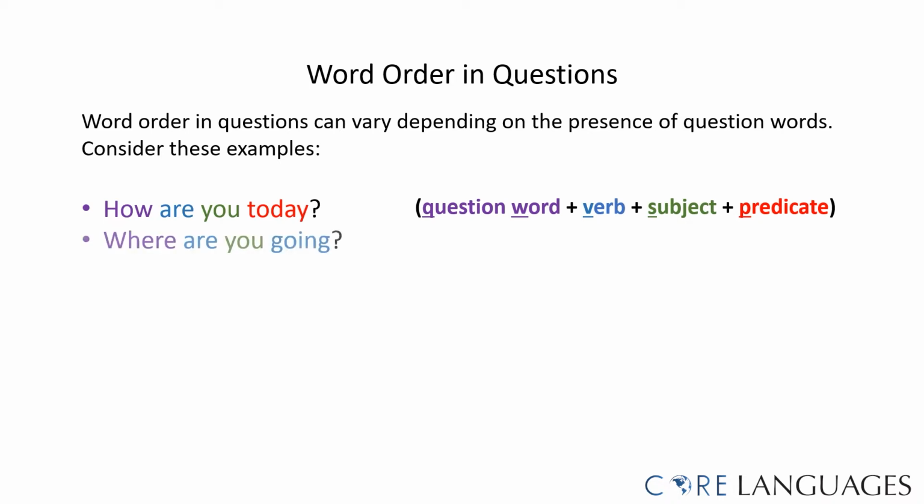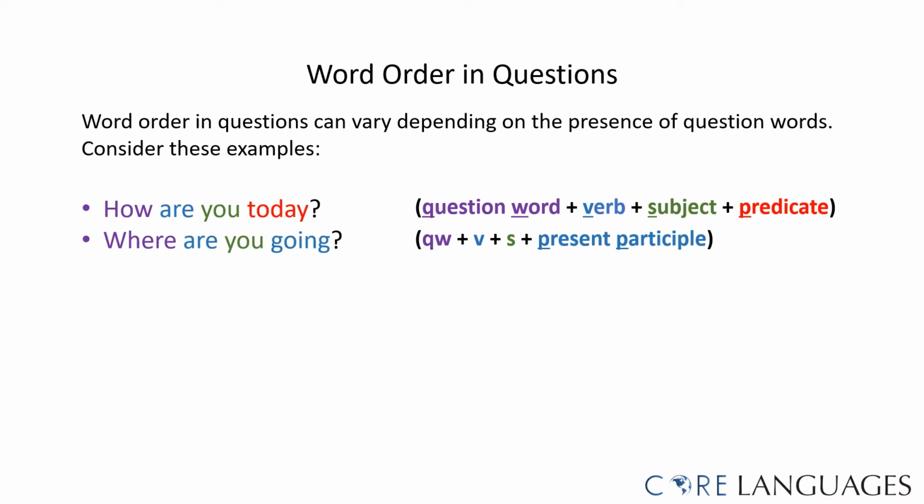How about this question? Where are you going? This question is in the present continuous and it uses a present participle, going. The word order is slightly different: question word, verb, subject, and the present participle.